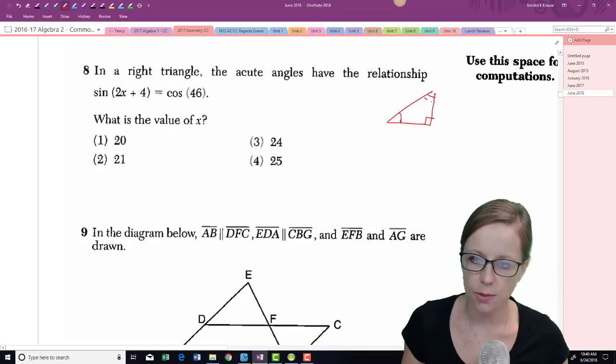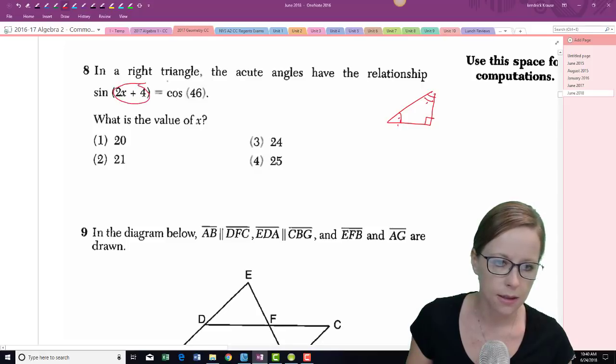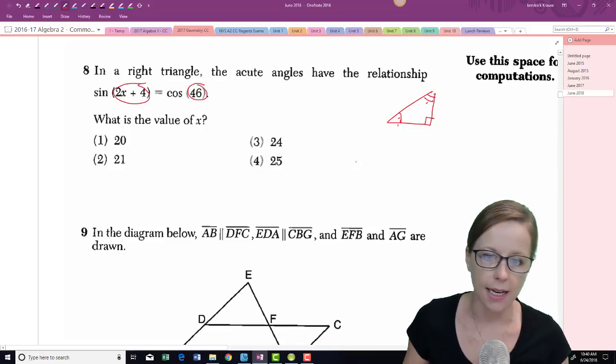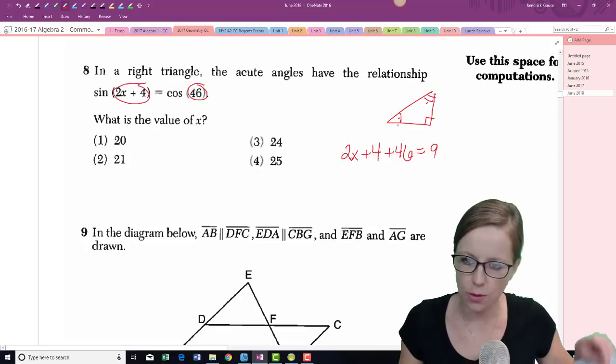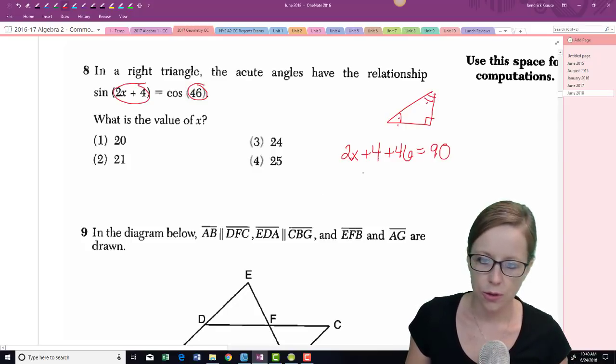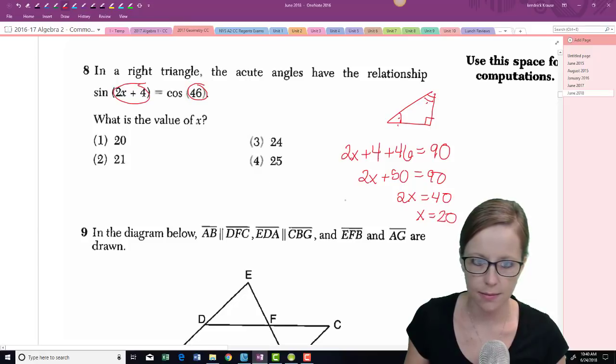These two angles will sum to 90, right? So the sine of this angle is equal to the cosine of this angle if these two angles add to 90. So the insides here add to 90. So 2x plus 4 plus 46 is equal to 90. So 2x plus 50 is equal to 90. 2x is equal to 40. X is equal to 20.